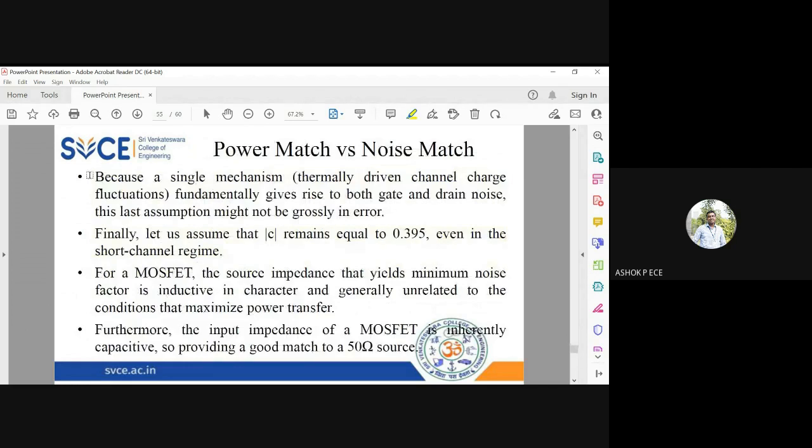Because a single mechanism fundamentally gives rise to both these noises, any attempt to minimize them simultaneously is not possible. So, for short channel, we assume |C| is going to be 0.395. Okay, so that is going to yield the minimum noise, and it is going to also ensure maximum power transfer.